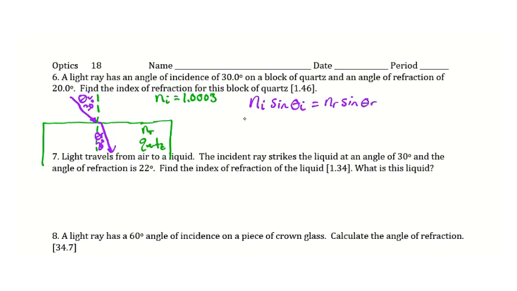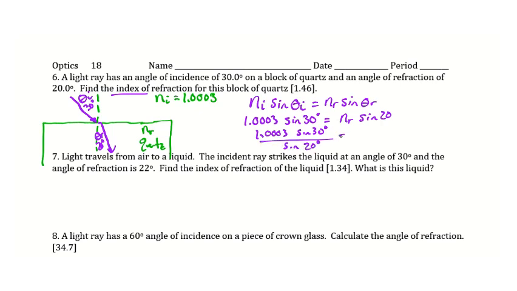So 1.0003 times the sine of 30 equals an unknown. In this case, we're trying to solve it. So even if it's given in the table, it's what we're looking for. Find the index. Don't write down what's in the table if it is there. Times the sine of 20. You just have to do some math. We're going to have 1.0003 times the sine of 30 all over the sine of 20.